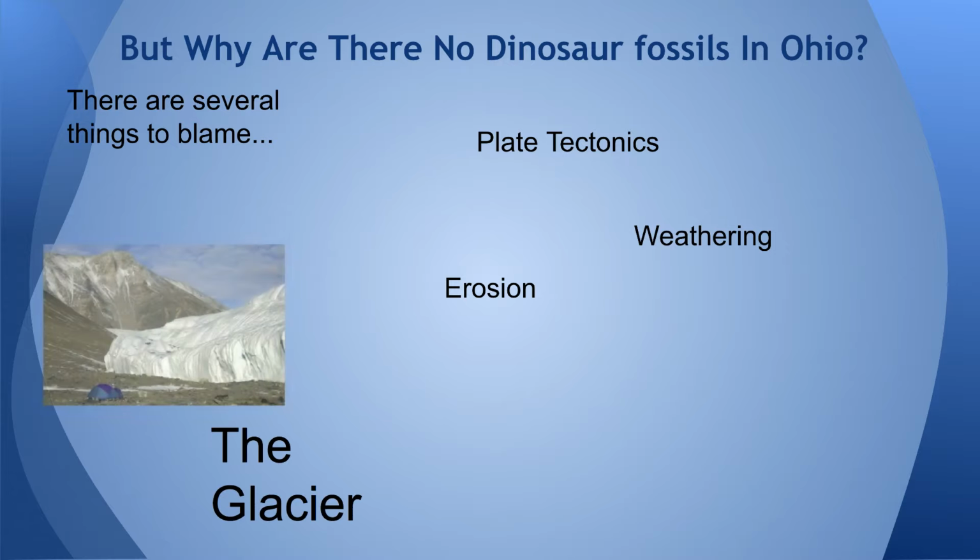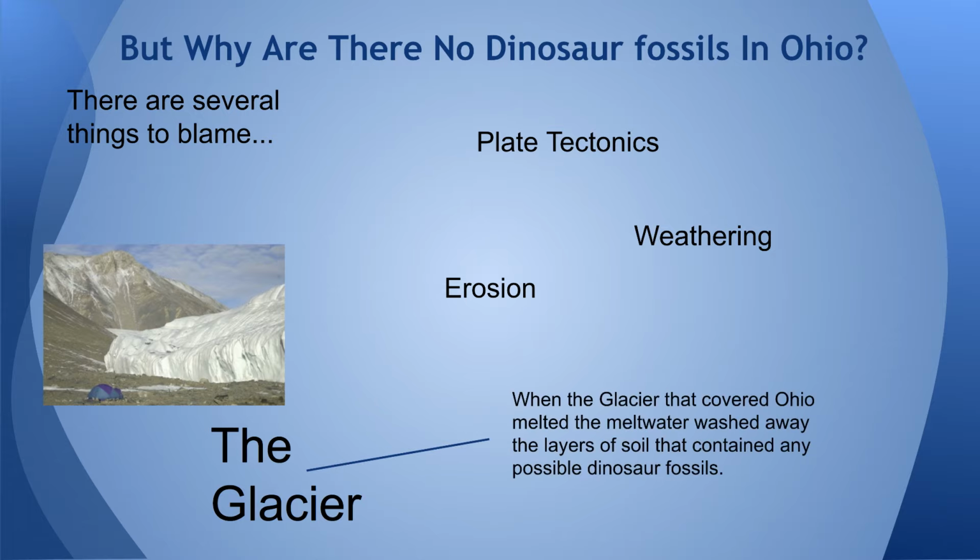If you remember me talking about this a few lessons ago, the glacier coming through Ohio melted, and then that meltwater washed away the layers of soil that contained any possible dinosaur fossils. What happened was when this glacier came through, it first of all scraped away all those layers of dinosaur fossils and sediment from that time period. And then when it melted, it washed them away. So there's no doubt that dinosaurs lived and roamed in our area, but when that glacier came through during the Ice Age, it erased all that evidence.